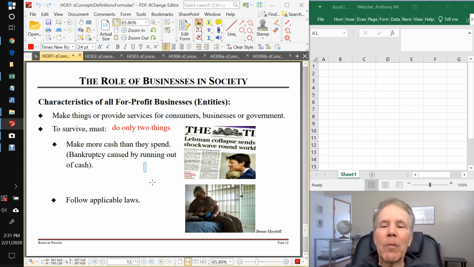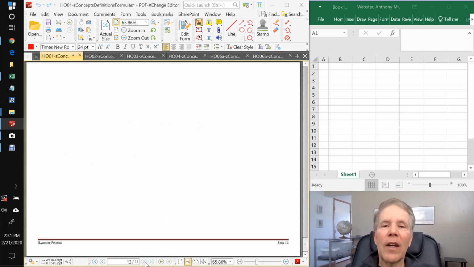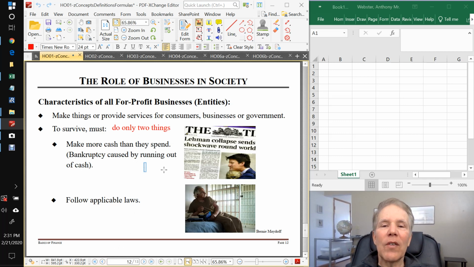Okay, so make more cash than you spend and follow applicable laws. And of course, we talked about you could choose to do much more than that. And we looked at some current examples about how the Business Roundtable is changing what they feel is important for any business in this country, from just doing these 2 things and maximizing shareholder value to doing these 2 things and maximizing stakeholder value, which is quite a profound change.